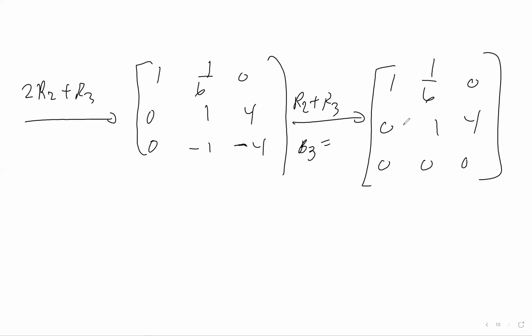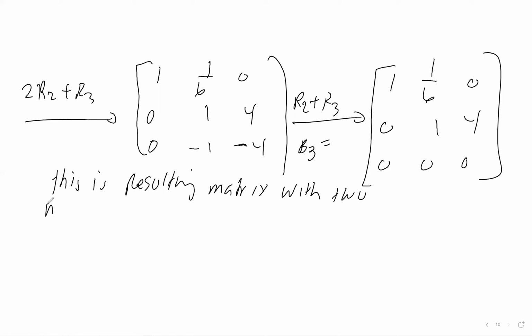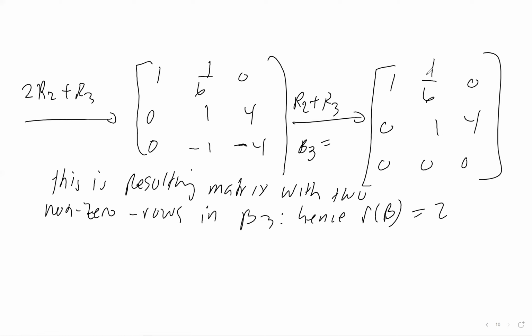So we can say that this is a resulting matrix, with 2 non-zero rows, because there are non-zero rows here, here, and in B3, which corresponds to this one, B3, and hence the rank of matrix B is 2, because this is 2.